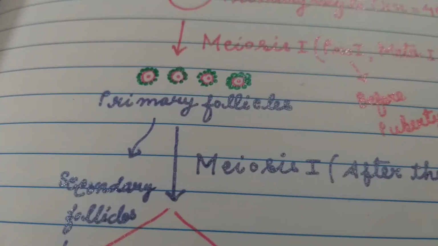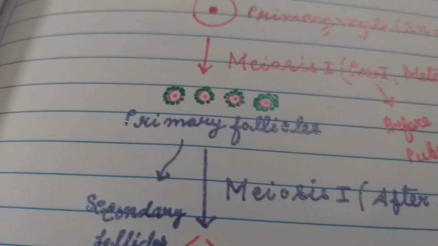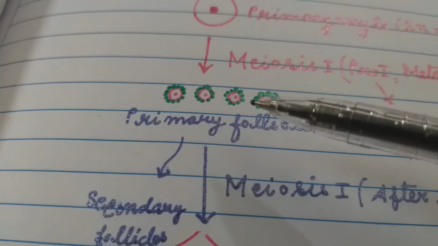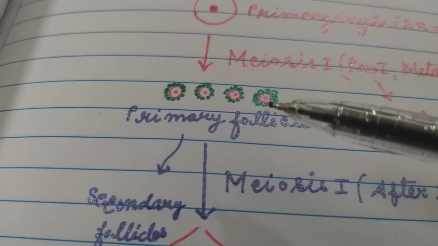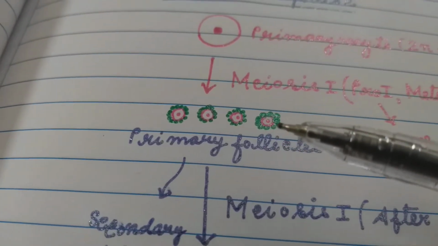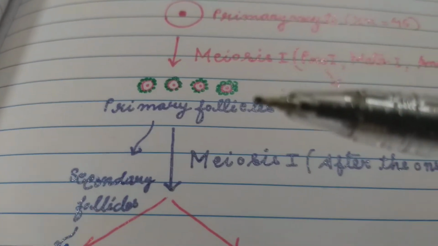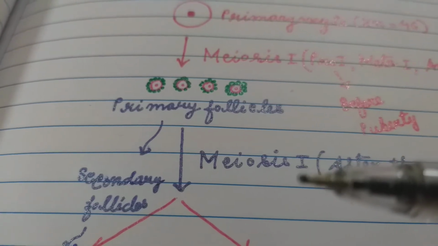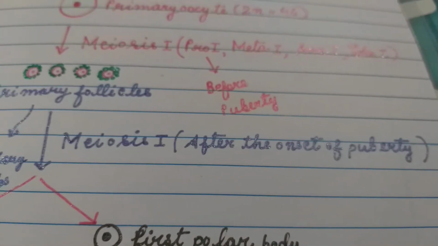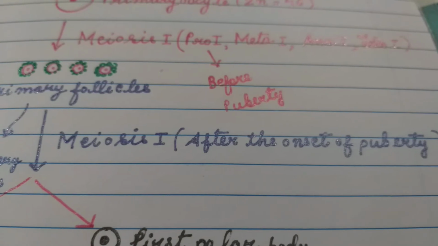Now consider the primary oocyte. The oocyte means the cell inside the follicle. Do not consider the follicular cells now. Consider the primary oocyte, which is enclosed by the follicular cells. The primary oocyte now begins meiosis 1 once again after the onset of puberty. Meiosis 1 is restarted after the female attains puberty.